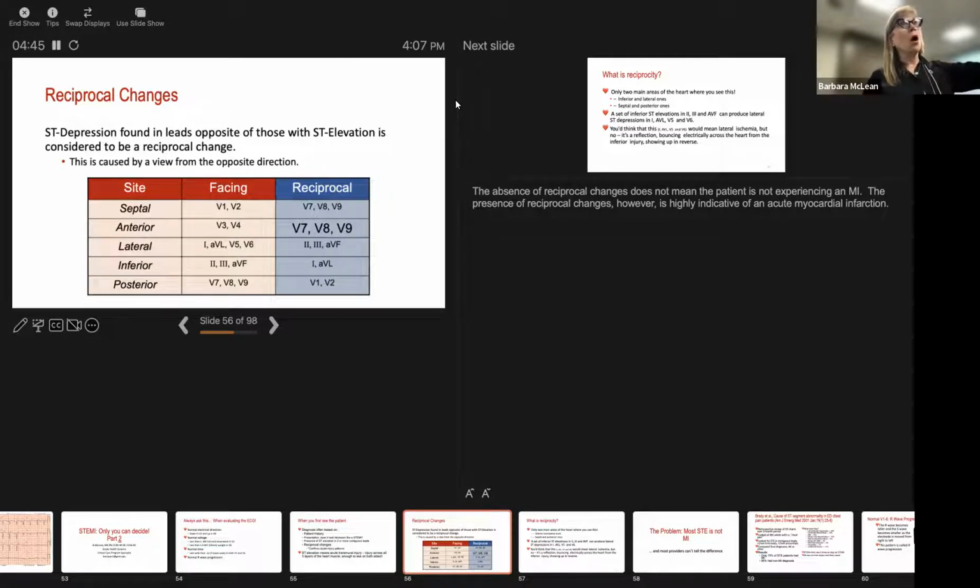Lateral leads. 1 and aVL, that's high lateral. V5, V6, that's low lateral. They have easily accessible and evaluable reciprocal leads because those reciprocal leads are inferior. So if you just take a look at my heart laying like this, here is the lateral, here is the inferior.